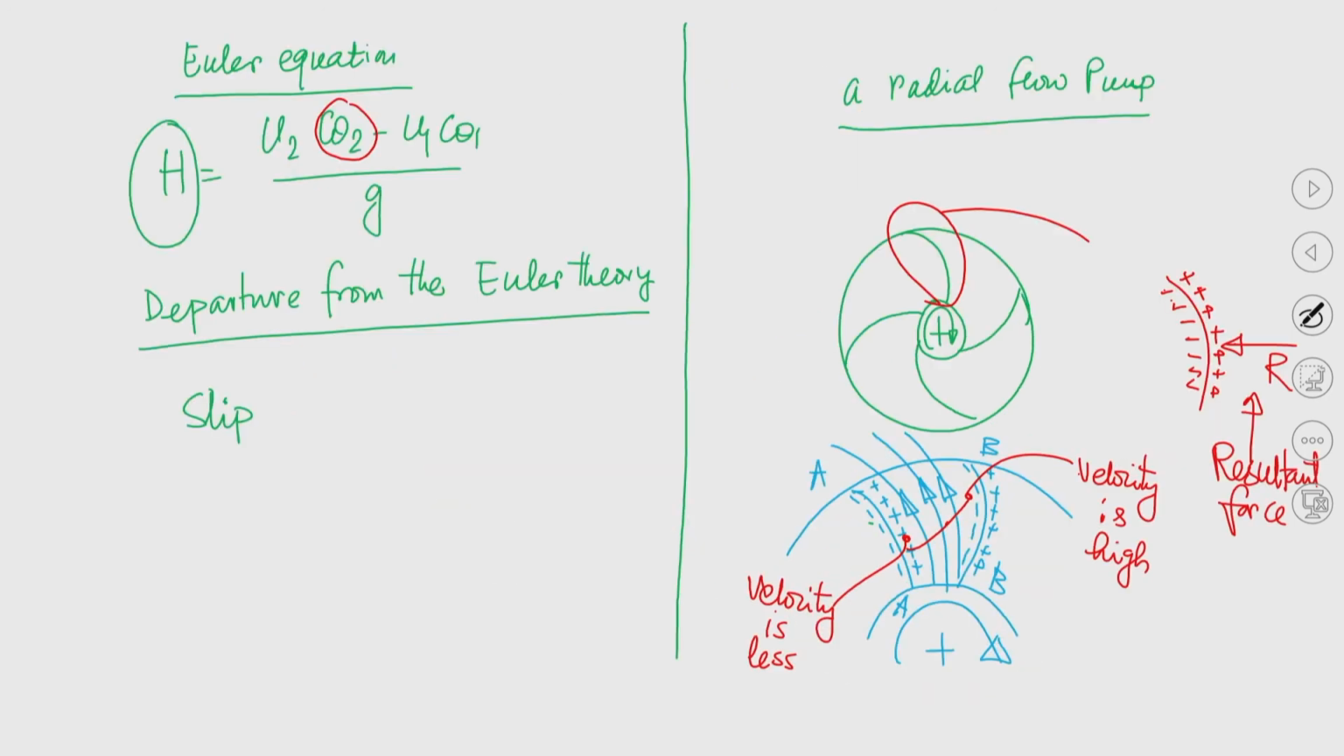Now, if we go to the previous slide, you can see here velocity is very high, velocity is less, on the concave side velocity is high. So, because of this velocity gradient, now the pump is rotating in this direction. Now, the fluid particle will have a tendency to rotate in the similar direction.